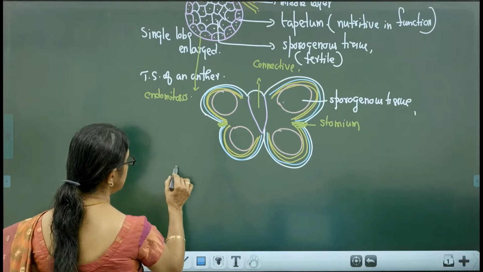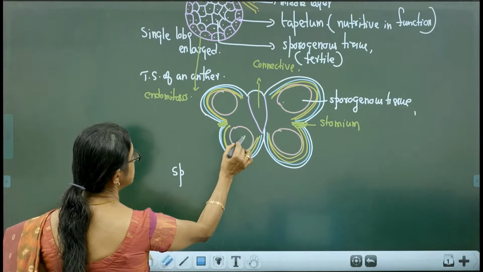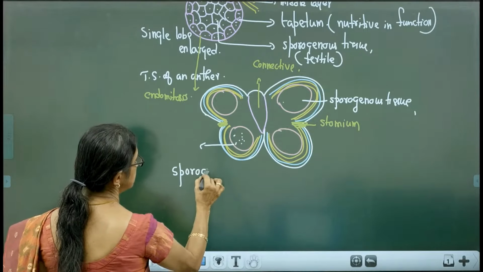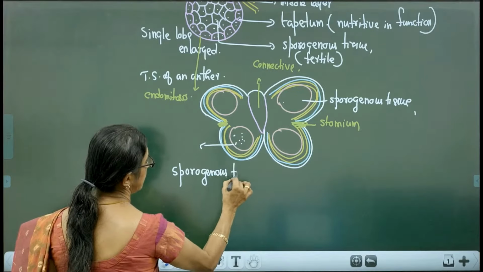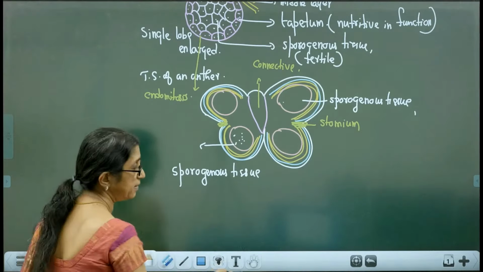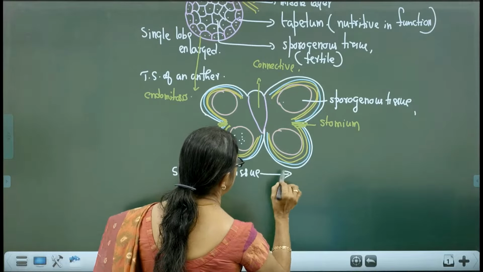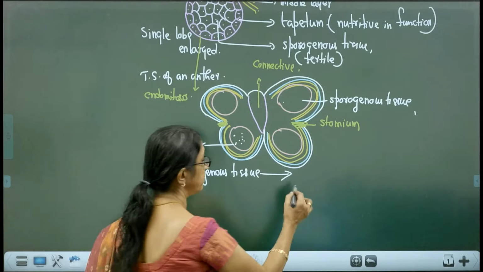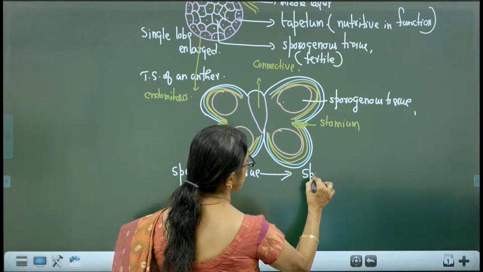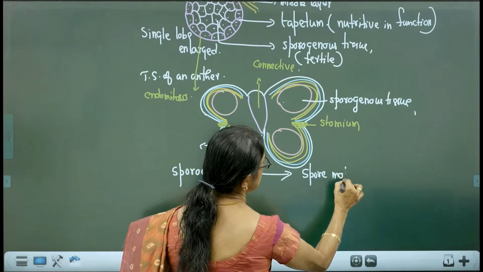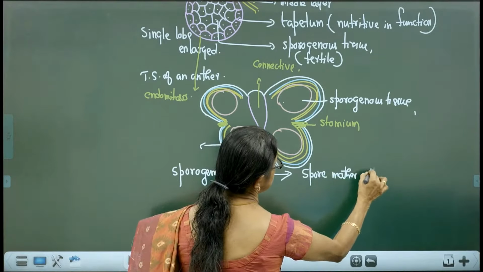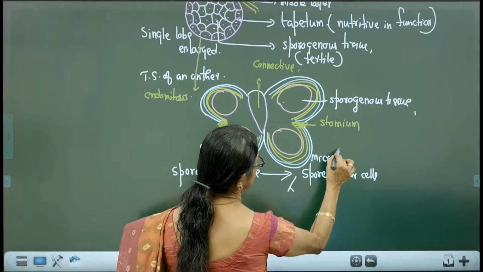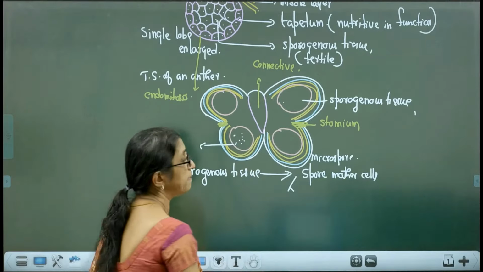So in a young anther, right in the center, we can see the sporogenous tissue. Okay, right, and later the cells get separated from one another, and each cell will develop into spore mother cells. That is microspore mother cells. Microspore mother cells. Okay.